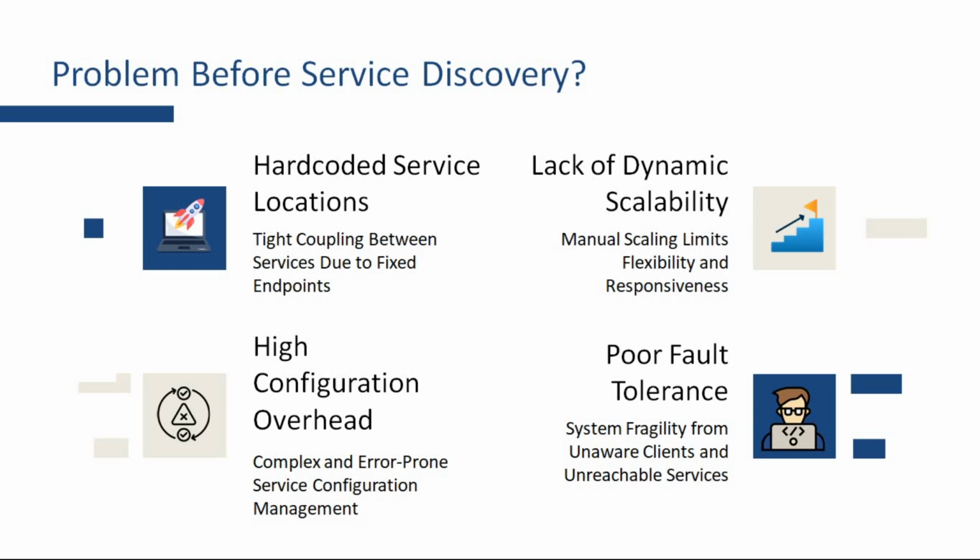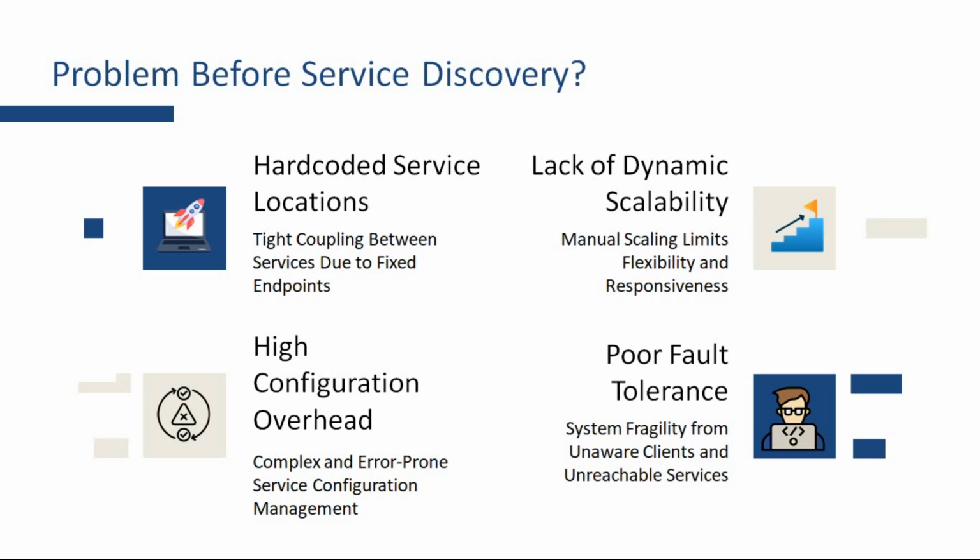2. Lack of dynamic scalability. Without a proper service registry, scaling services up or down became a complicated manual process. Let's say you scale your payment service from 2 instances to 5. You'd have to manually update every client and load balancer to reflect the new instances. There's no automation here. Clients don't know when new instances come in or old ones go out. That breaks the whole point of having flexible, scalable microservices.